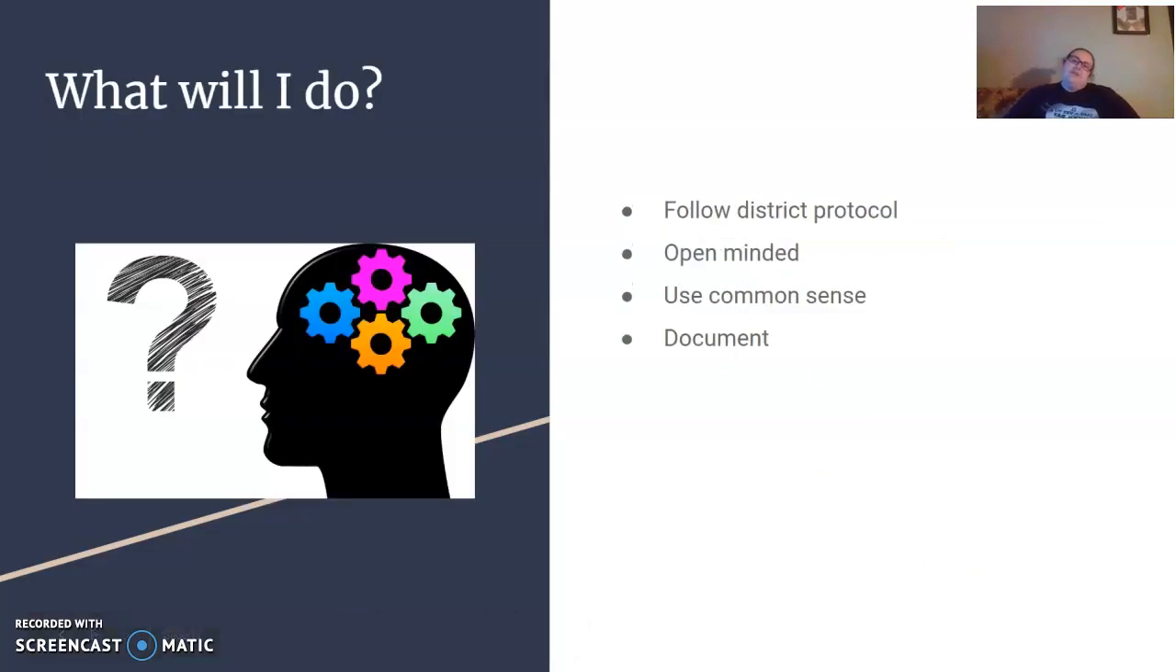And the last question for this module: what will I do to make sure that legal things are not brought up against my school or against me? I think the first thing you have to do as a principal is to follow district protocol. You have to go to the teacher handbook and see what steps I, as the principal, am supposed to take. When it comes to performing evaluations, I think you need to be open-minded.